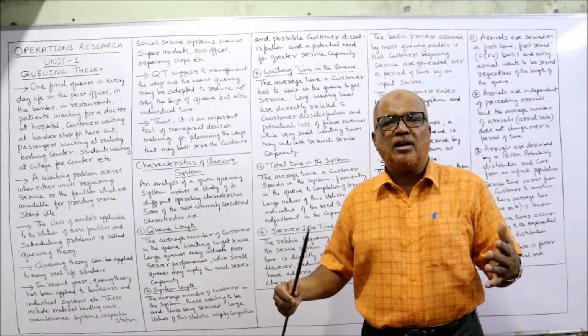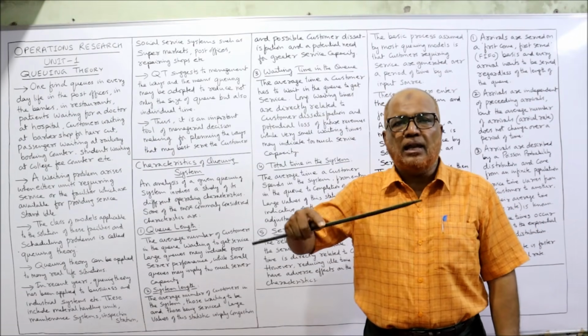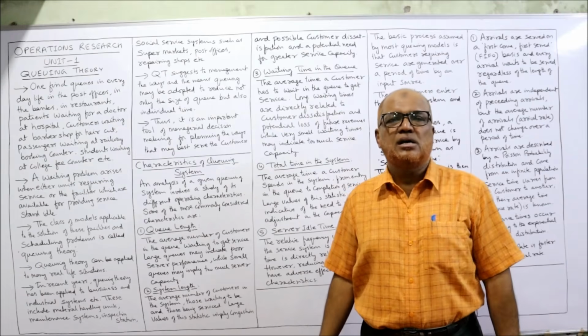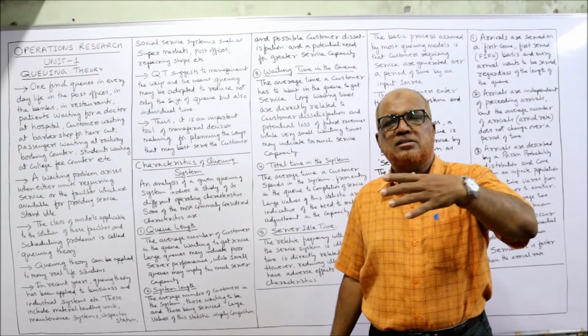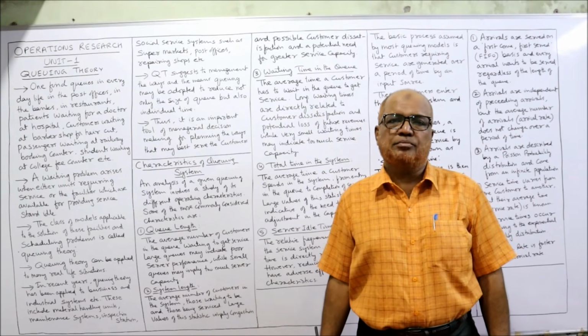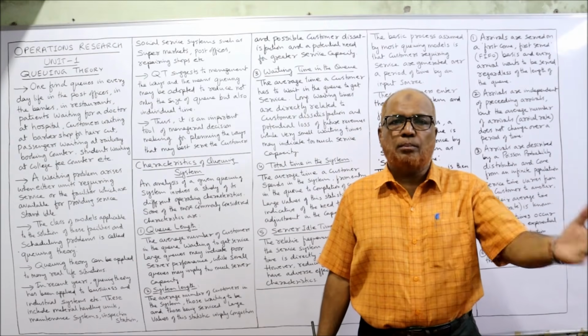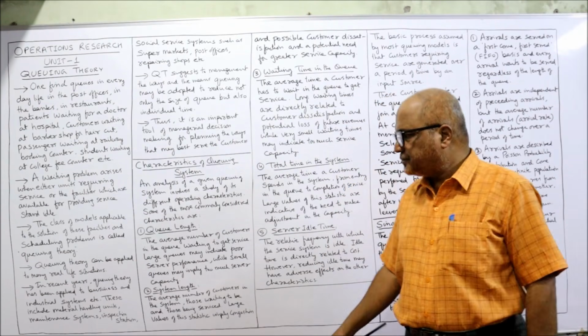That means if the server is not providing the service fast, then what will happen? The length of the queue increases. When more customers are standing in the queue, it gives them more dissatisfaction about the business, about the system. So they are not satisfied.